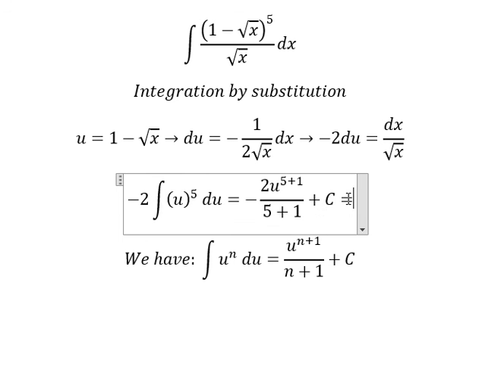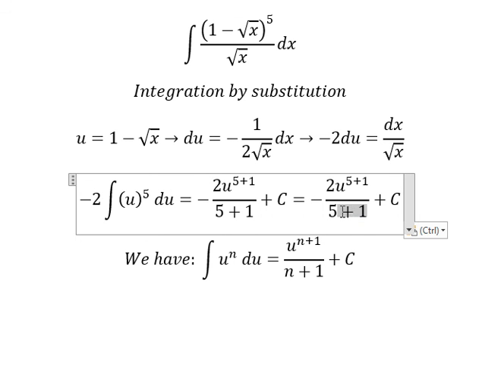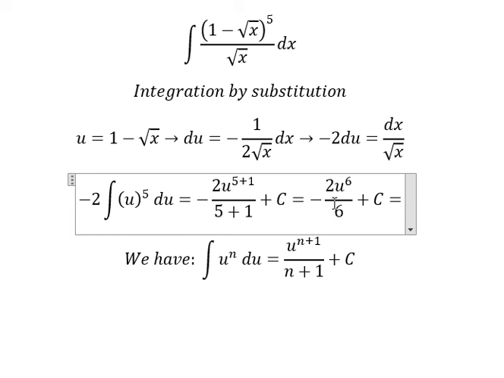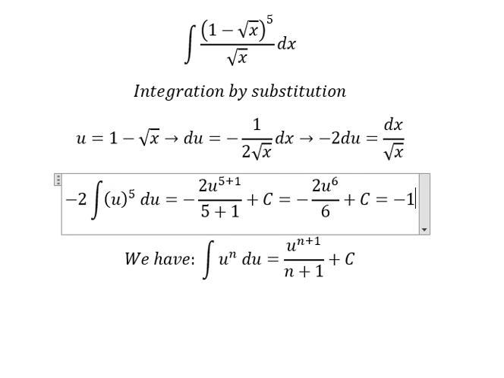So this one we have number 6. Negative number 2 divided by 6. We can simplify and you got negative 1 over 3.